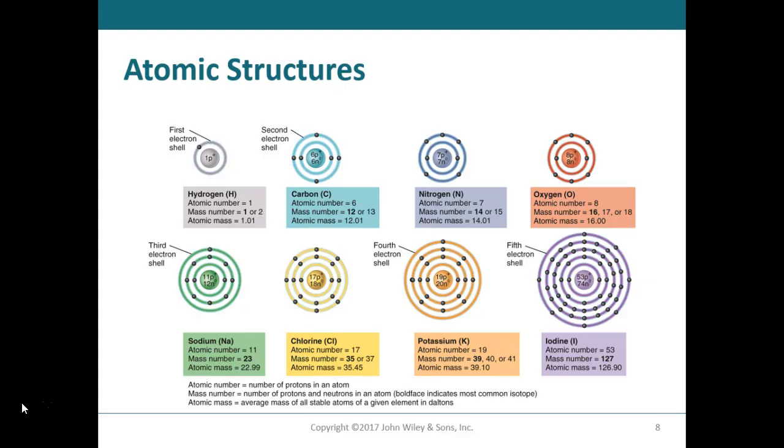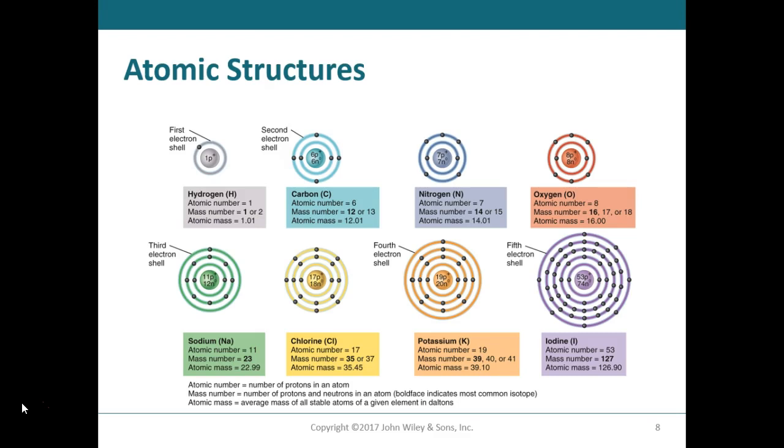On this slide, you can see the atomic structure of several of the common atoms that we're going to be talking about as we study the human body. The atoms of different elements have different atomic numbers, remember, because they have different numbers of protons. You can look at each one of these and you can see their atomic number matches the number of protons. Their atomic mass is the protons plus the neutrons.